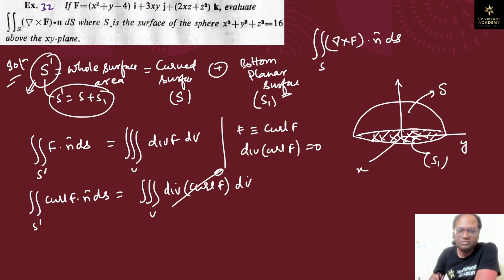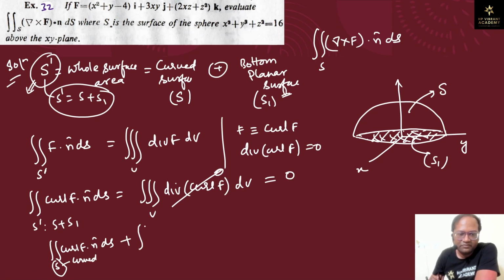So this is straight away 0. We have the surface S dash as S plus S1. So we can expand this as the surface integral over S of curl of f dot n cap ds, where S is the curved surface, plus the surface integral over S1, the planar surface, of curl of f dot n cap ds, is equal to 0.